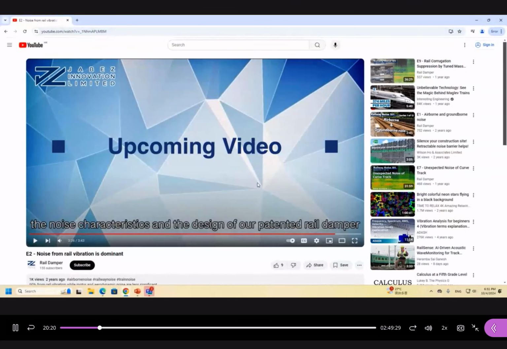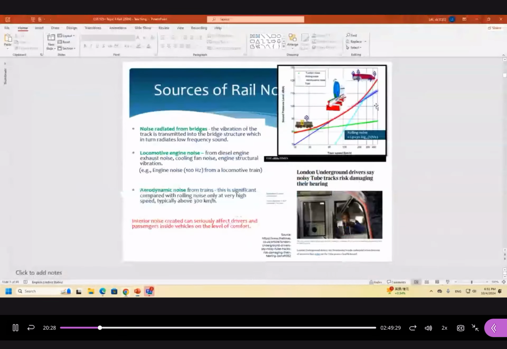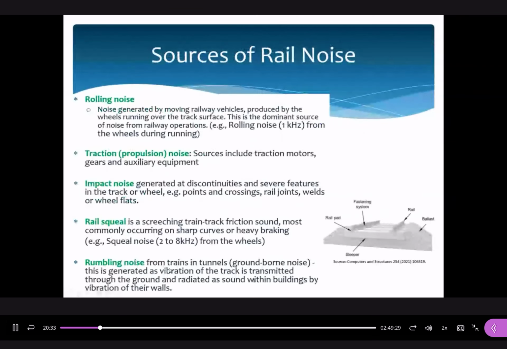Okay, in this video, the so-called wheel noise is what we are talking about, the rolling noise. Okay, rolling noise. So when you come back to my lecture, looks here, there are some sources. It is rather difficult to control it. The first one is rolling noise, below 1 kHz. The second one actually is the impact noise.